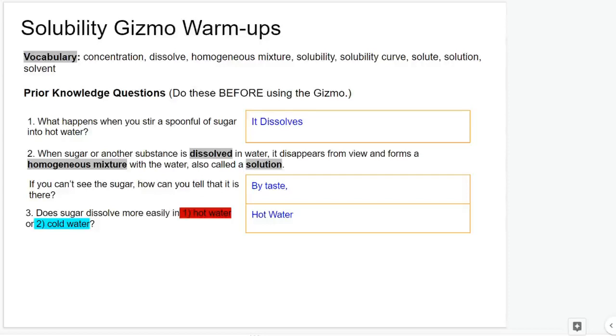Now remember, this is what I asked you to do for homework over the weekend, so you'd be ready with your answers. If we stir a spoonful of sugar into hot water, it dissolves. One way we can tell that there is in fact sugar there, even if we can't see it, is we can taste it. And does sugar dissolve more easily in hot water or cold water? That's great from our notes from Friday. It's going to dissolve a lot more easily in hot water rather than cold water.